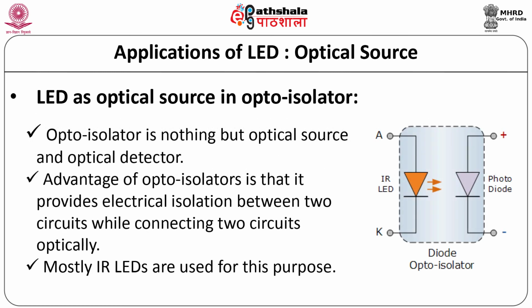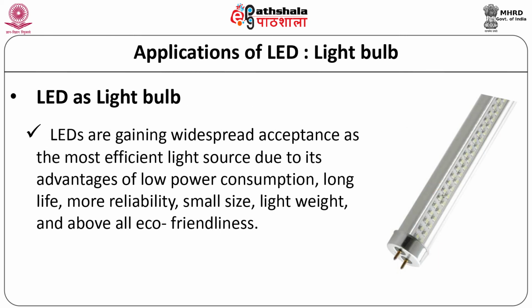Another useful application of LED as an optical source is in an optocoupler or optoisolator. An optoisolator is nothing but an optical source and optical detector combination. The advantage of optoisolators is that they provide electrical isolation between two circuits while connecting the two circuits optically. Most of the time, we find applications of optoisolators where IR LED and IR detector pairs are used. You all are familiar with this device. Yes, this is nothing but an LED tube light.